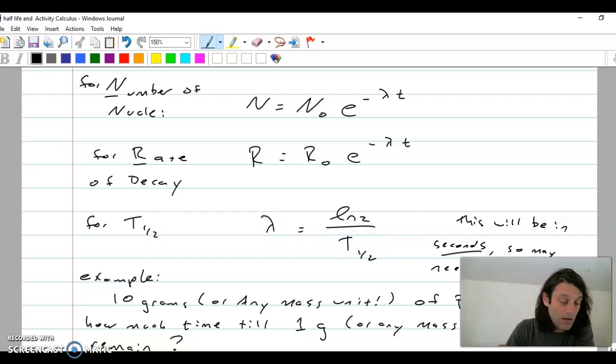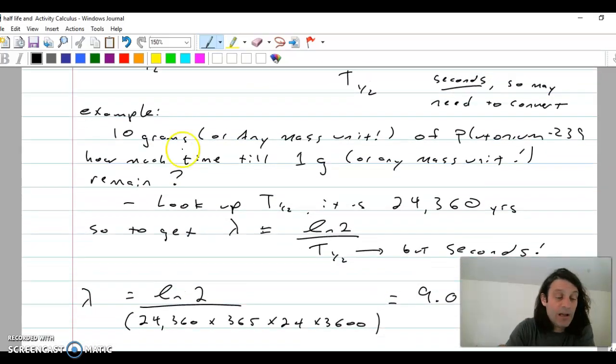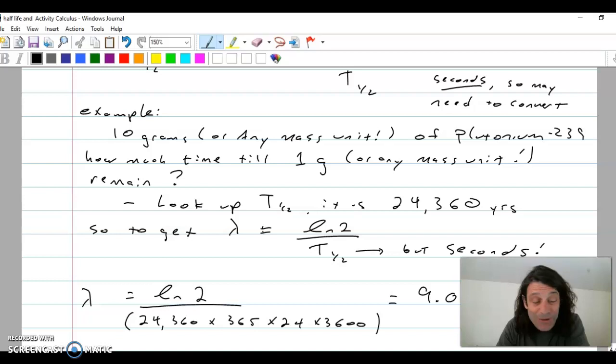So let's pretend in our heads we have this sample problem, 10 grams of anything. It doesn't matter. It could be any given mass unit, 10 pounds, 10 kilograms, 10 moles. It could be a number, 10 anything of plutonium-239. Just an example I gave. How long will it take for it to be reduced to 1 gram, or 1 of whatever it used to be, or what we'll end up doing is making a ratio, 1/10 of what it used to be.